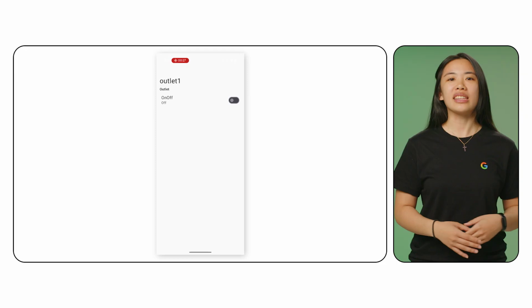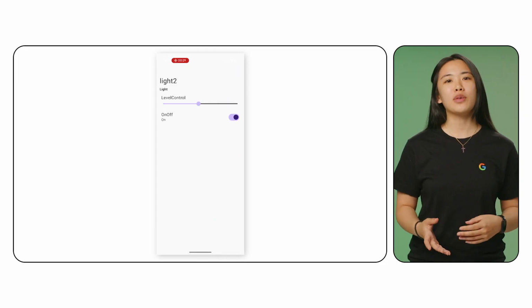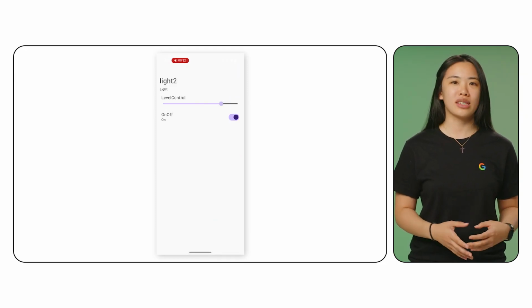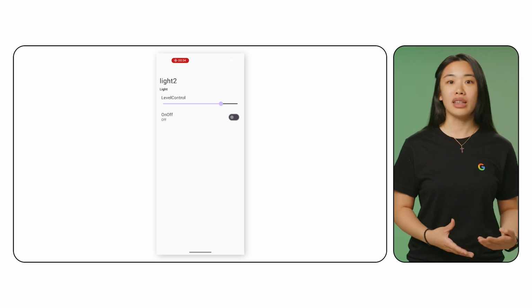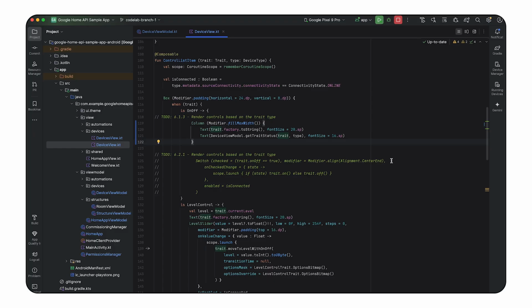In order to issue commands to these devices, our Home APIs provide convenience functions on trait objects, such as trait on or trait move to level. Going back to Android Studio, let's implement To-Do 6.2.1 to add function controls to our app.